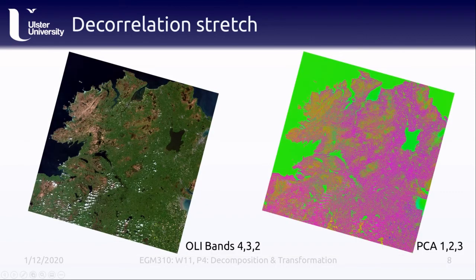We can combine the first 3 principal components to create something called a decorrelation stretch, shown here on the right. The image on the left is the true color composite. The decorrelation stretch is a way to increase the distribution of color within an image while preserving the relative characteristics of the original image. And what we can see here is most of these vegetation surfaces are a bright magenta color, indicating that their highest values are in principal component 1. Water is a bright green color, indicating that water surfaces have a significantly higher value in the second principal component than in the first or the third principal component.